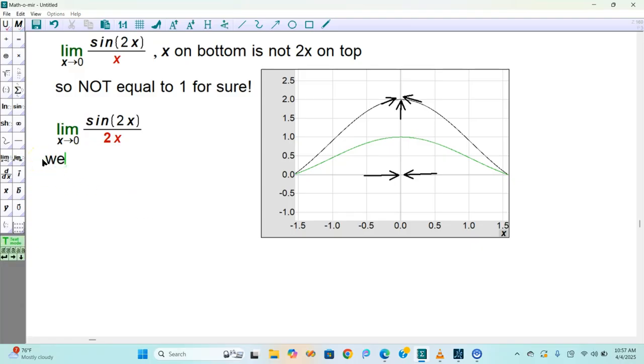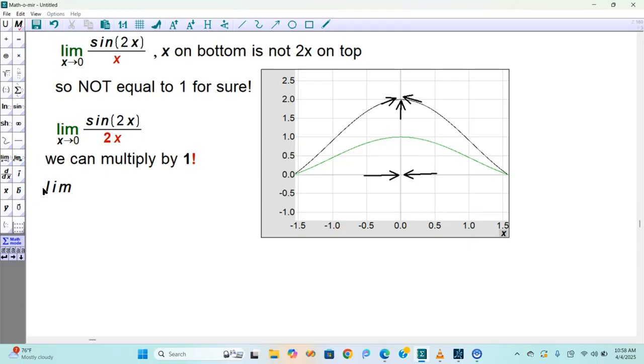Here's the key. We can multiply by 1. How many forms of the number 1 exist? Infinitely many. But that's really what you can do. You can multiply by 1. Look, again, the green graph here does not match the black graph. That means you cannot just randomly put a 2 on the bottom without making a proper and full adjustment. So this is how to do it.